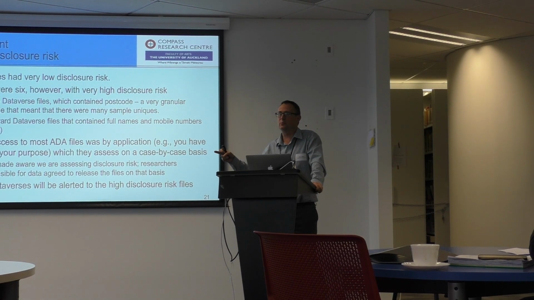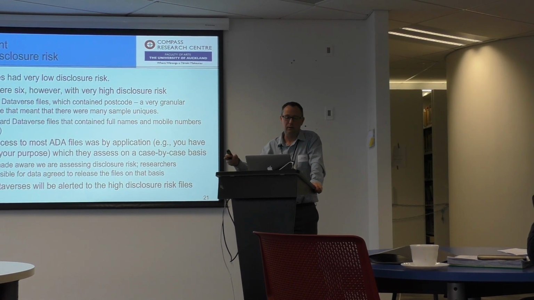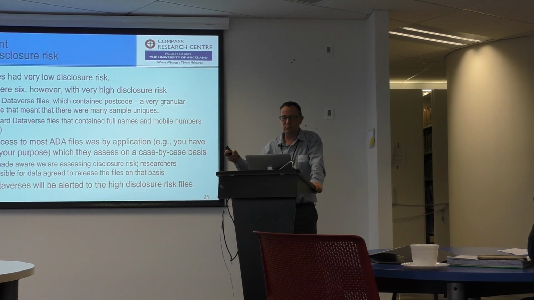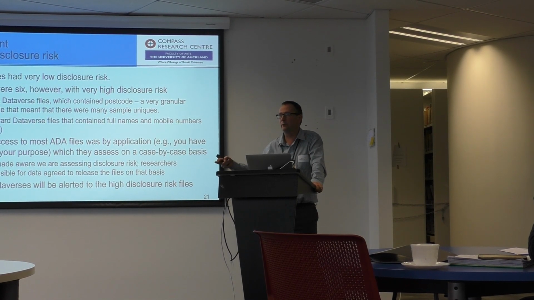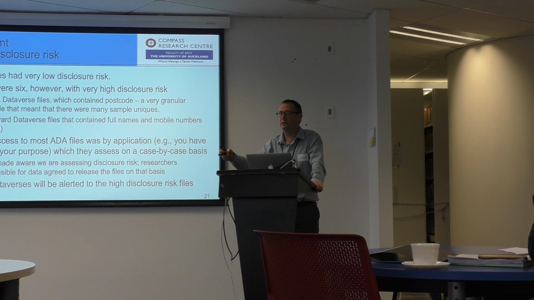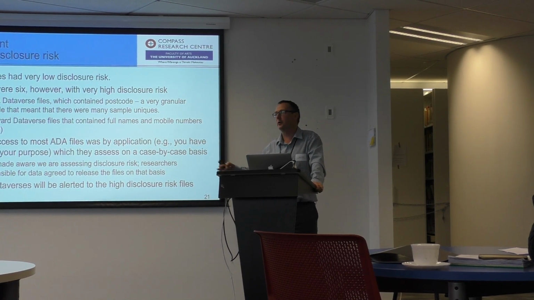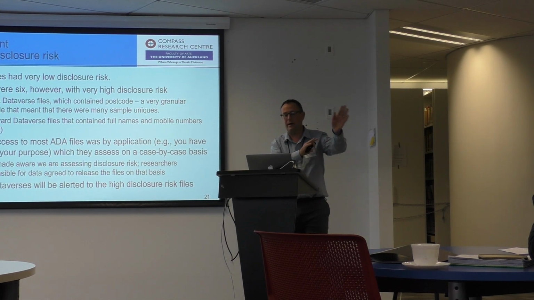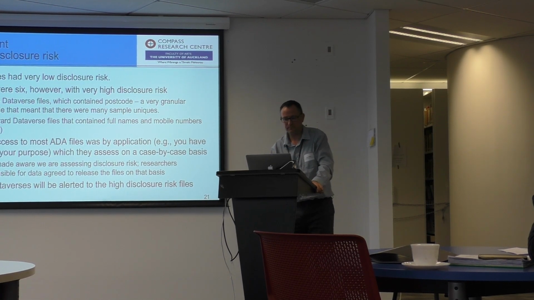The Harvard Dataverse ones, this is where we cheated. We didn't actually calculate the disclosure risk because we found 3 files that had names and mobile phone numbers. So we just said, you're very high disclosure risk for everyone in there without going through and doing the calculation. It should work out that way anyway, the way the system works.